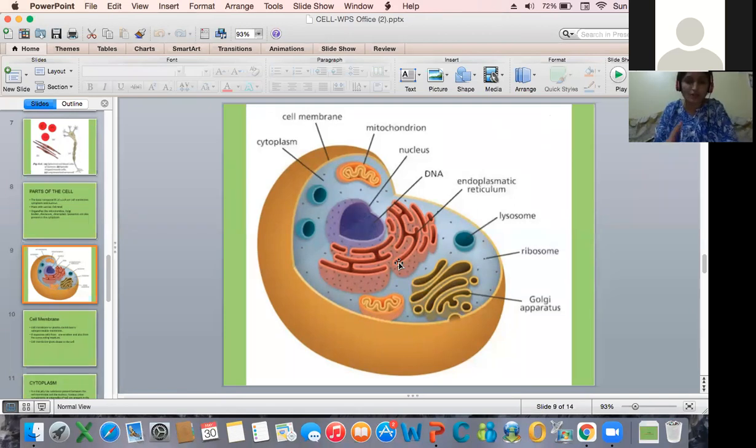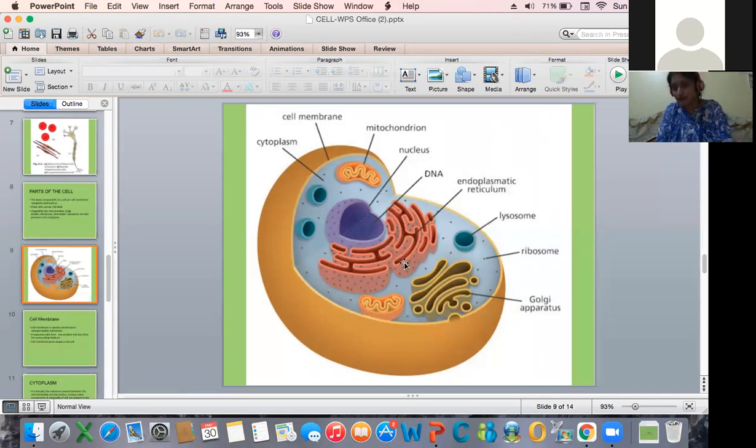So the main parts of the cell comprise the cell membrane, and inner to the cell membrane there is the cytoplasm, and at the center of the cell there is the main body, the brain of the cell, which is called the nucleus. So there are three important parts of the cell: the cell membrane, the cytoplasm, and the nucleus. And in the cytoplasm you will find the rest of the organelles: the lysosomes, the mitochondria, the endoplasmic reticulum. These are all the various organelles.